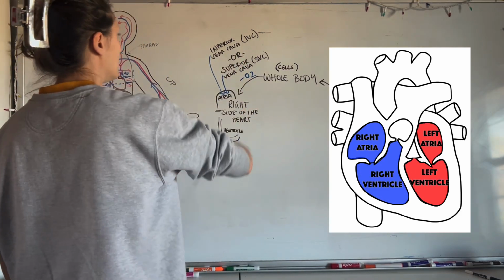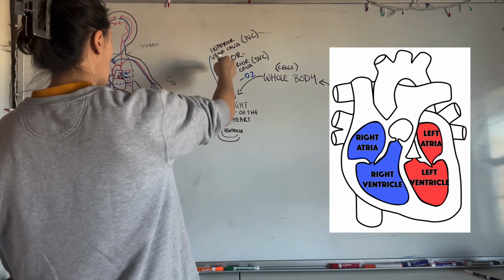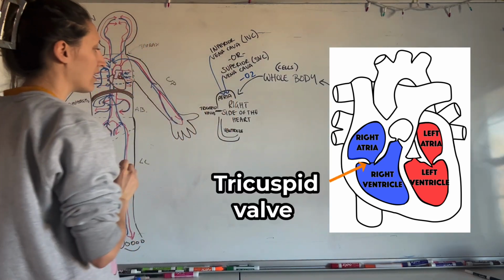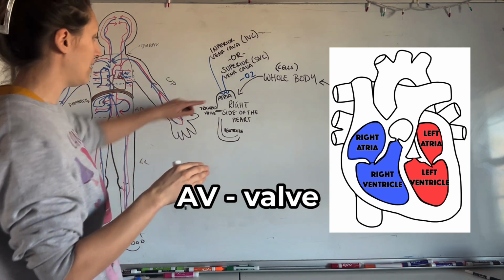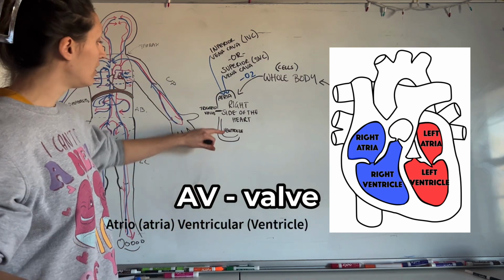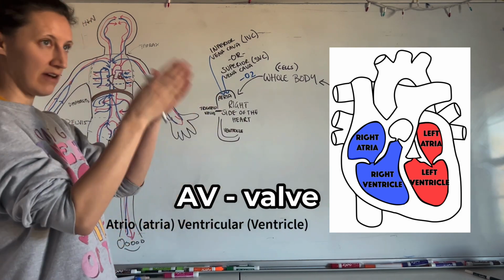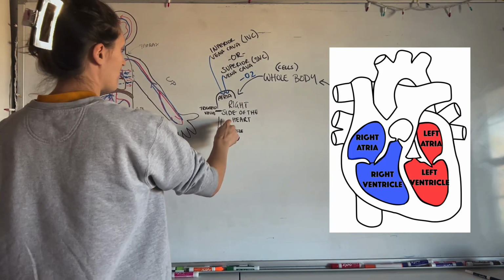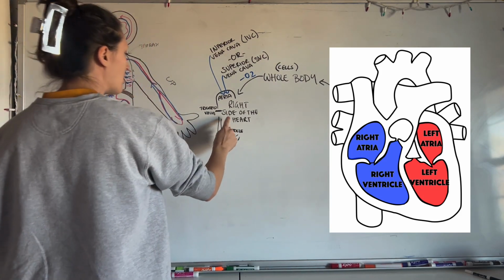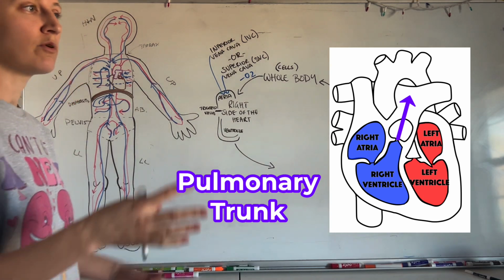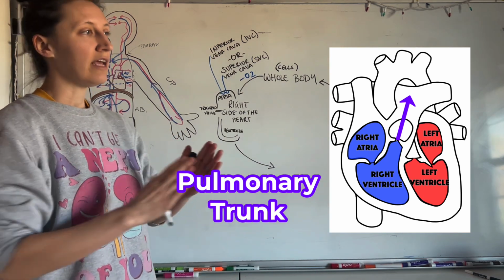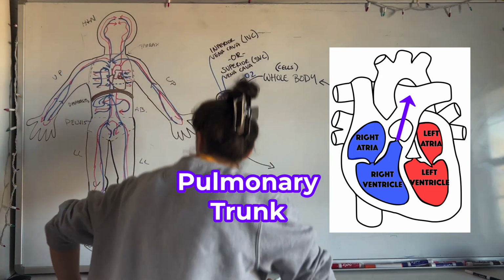Right side is for deoxygenated blood. It's going to go through the atria, through our tricuspid valve, which is an AV valve, an atria to ventricular, ventricle valve between those two structures. And then from our right ventricle, we go through a structure called the pulmonary trunk. And remember, a trunk is like a trunk of a tree. It's then going to branch. So I will show you.